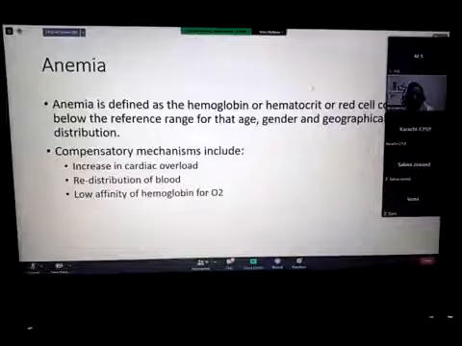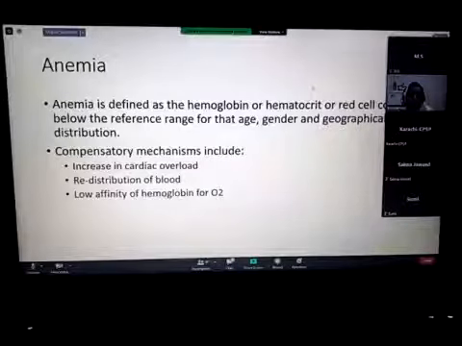The body tries to compensate by increasing the cardiac output, so the patient suffers from tachycardia. There's redistribution of the blood, which means blood goes to the vital organs. The skin and the peripheral areas like the limbs are devoid of blood, therefore the skin appears pale. And there is low affinity of hemoglobin for oxygen.